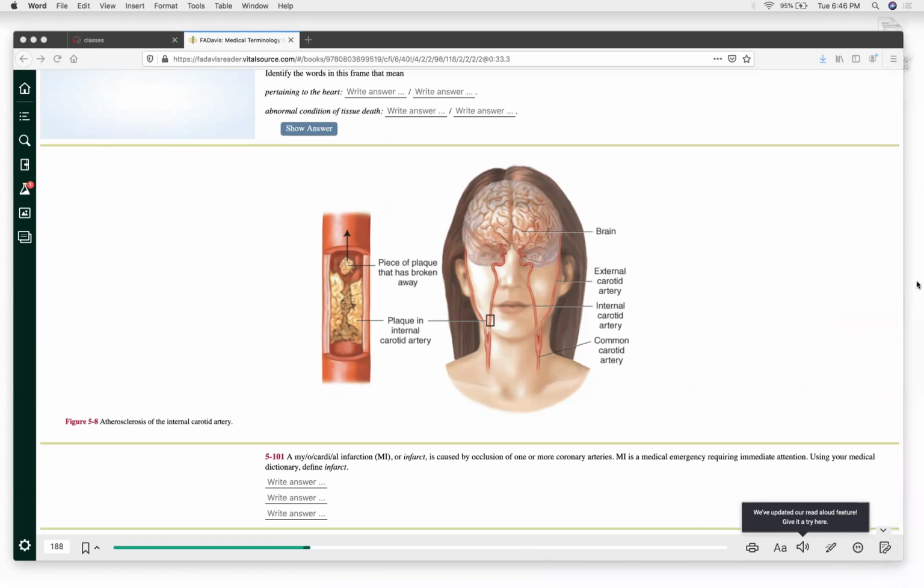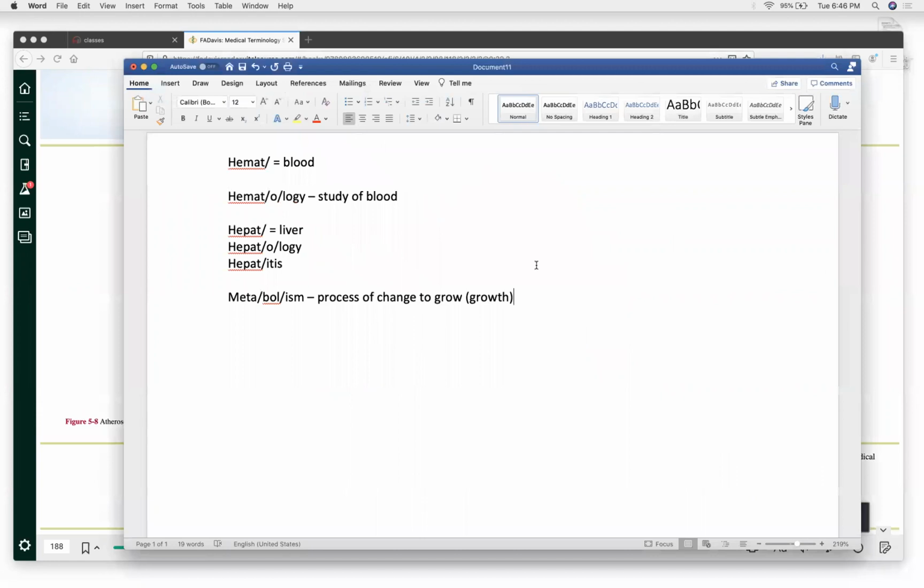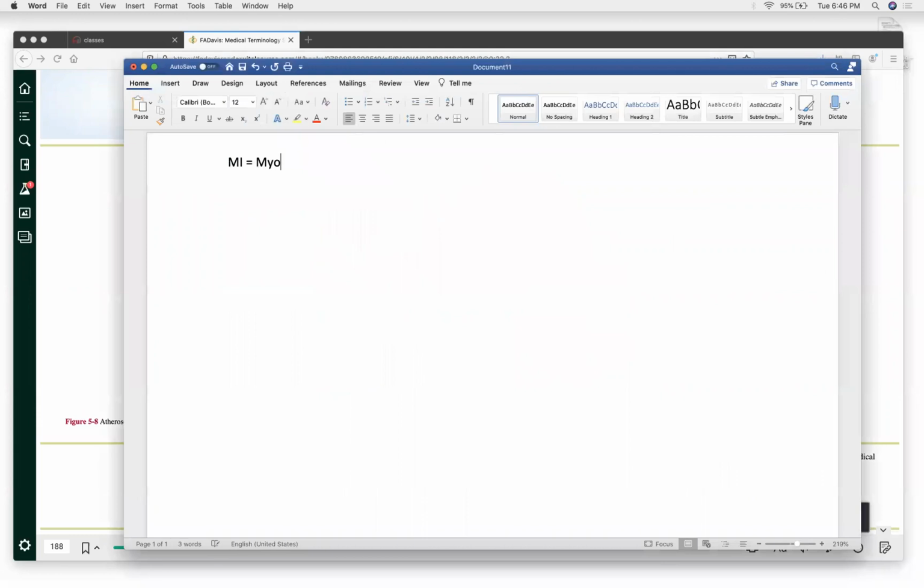And let me write that down. So we learned last week, MI. MI is a myocardial infarction, also known as a heart attack. CVA is known as a cerebrovascular accident. So pertaining to your cerebrum, your brain, and the vasculature. So pertaining to the brain vasculature. So there was an accident. There was some sort of blockage.